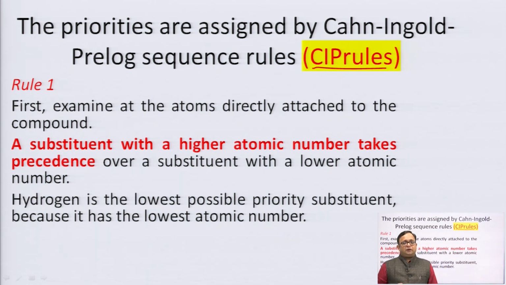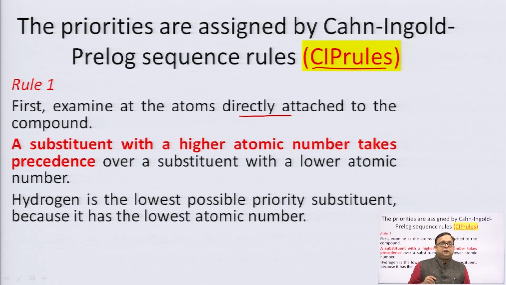So, what does rule 1 say? Rule 1 says to examine the atom directly attached to the compound. We are not supposed to look at the atoms that are very far, beta, gamma, delta. No, we have to look at the alpha, the very near atom, the first atom that is directly attached to the compound. A substituent with higher atomic number is given the higher priority, and a substituent with lower atomic number is given the lower priority.